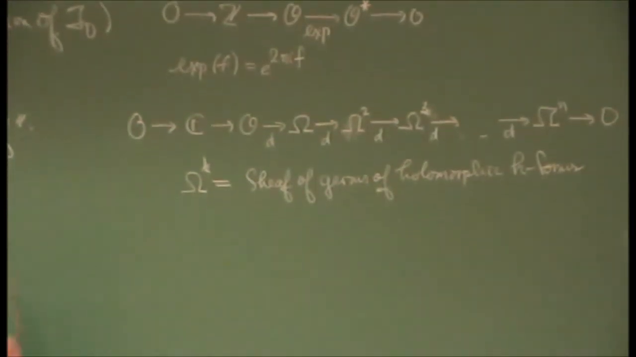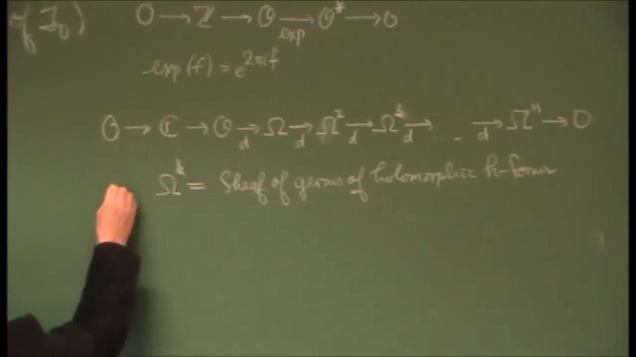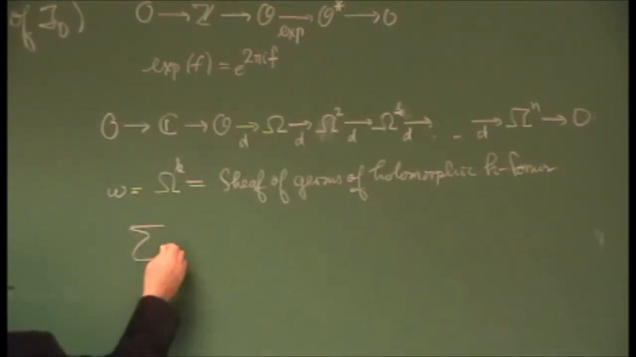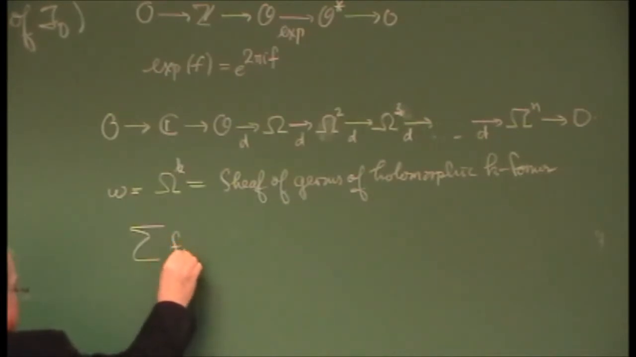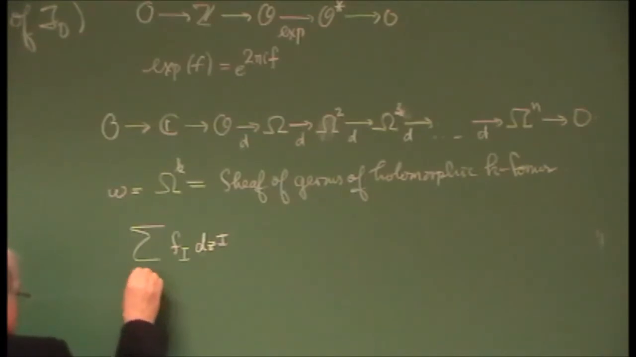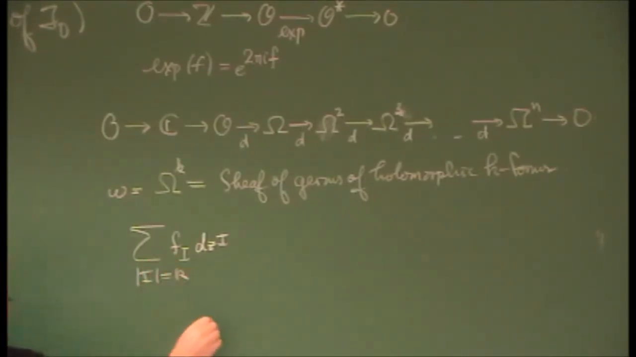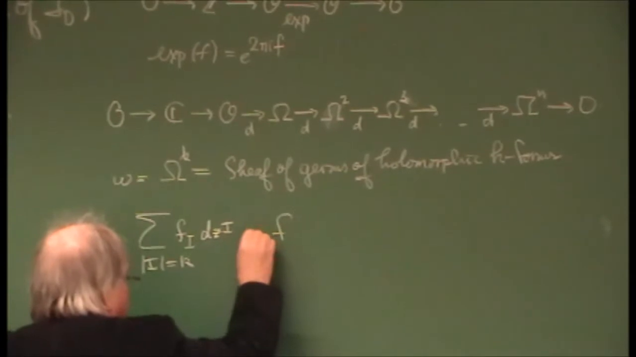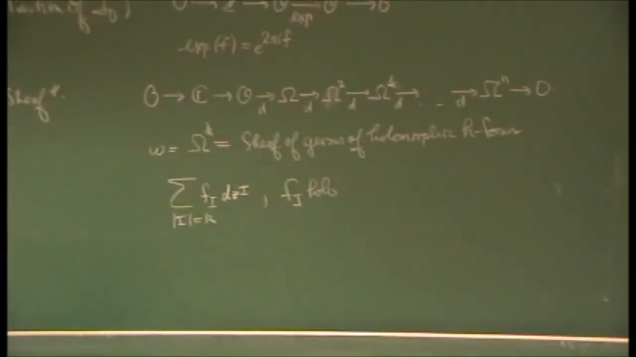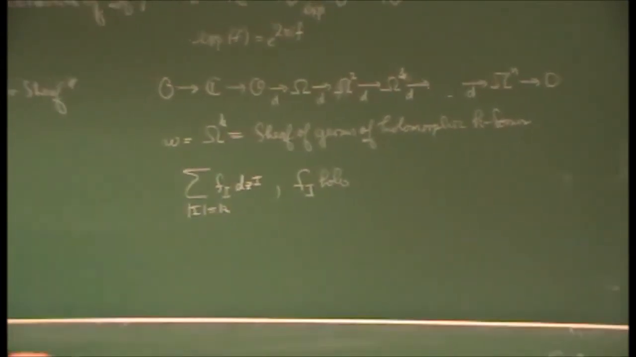And I mean by this, an element here, say omega, is a k-form. You write it in local coordinates. Holomorphic means you write it in local coordinates as the sum of f_I dz_I, where I has length k, and where f_I is holomorphic in local coordinates. So you have holomorphic 1-forms, 2-forms, 3-forms, 4-forms, and so on. It's completely clear if you take the differential.